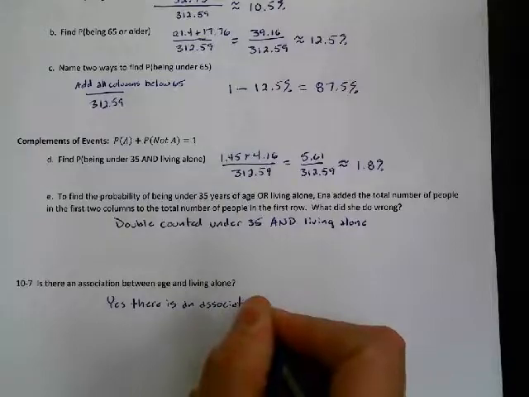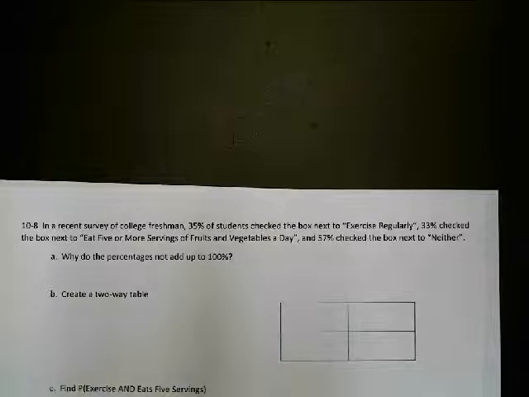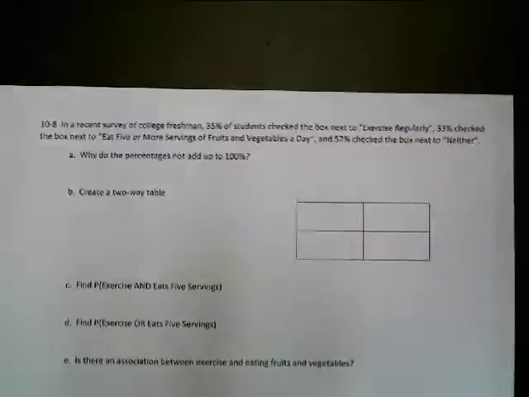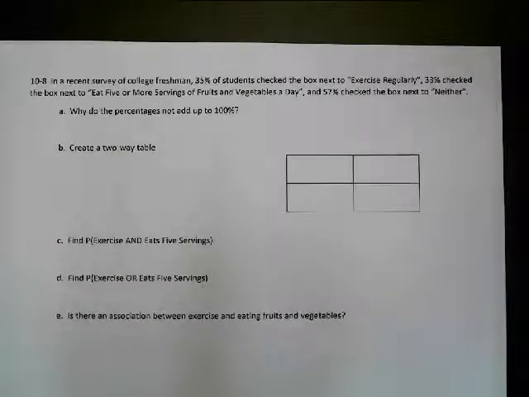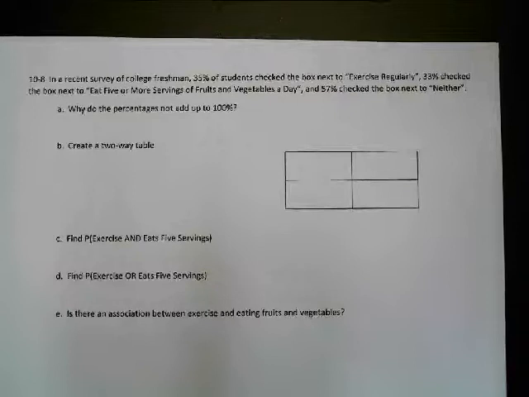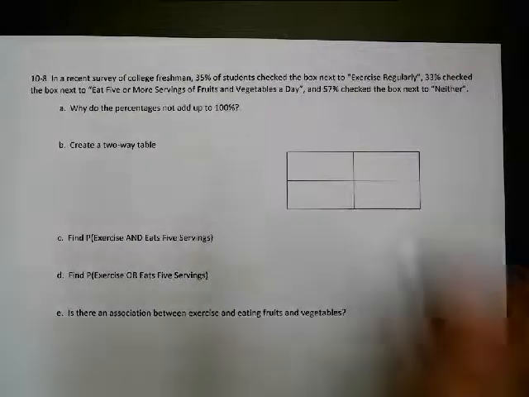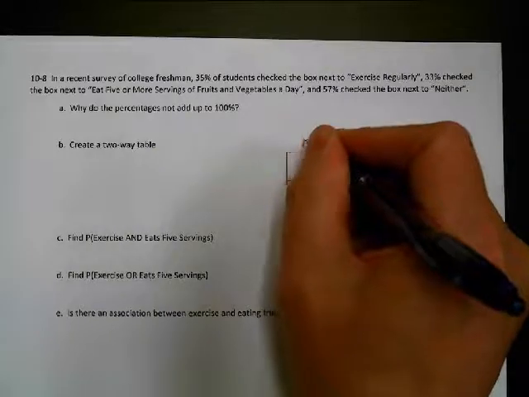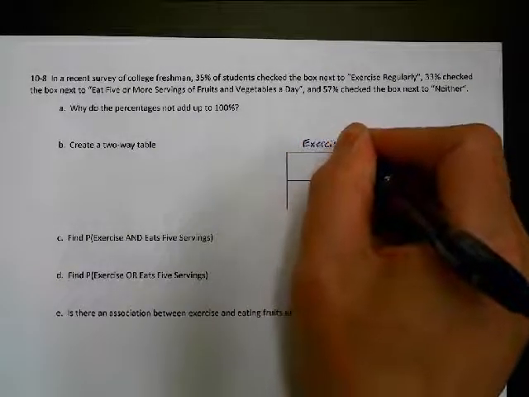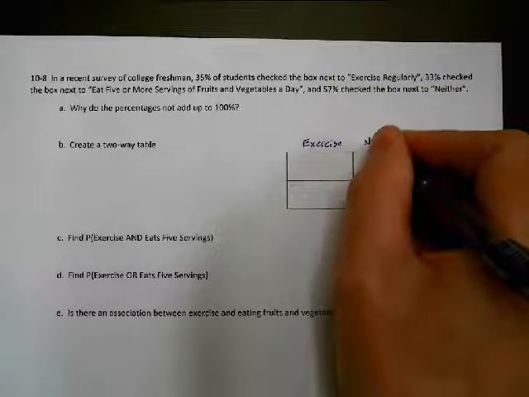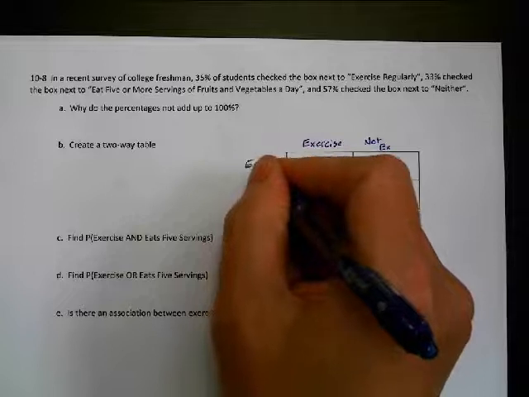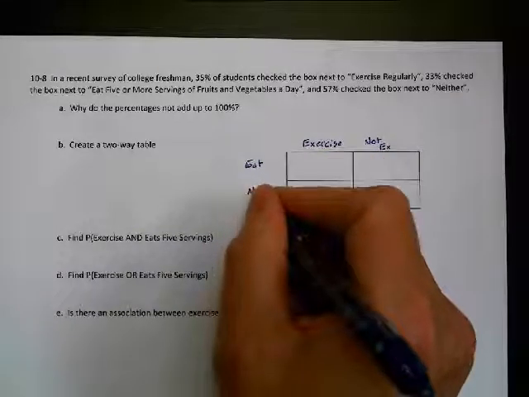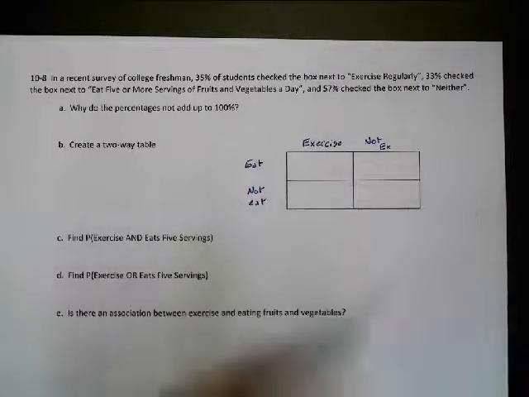All right, last page. In a recent survey of college freshmen, 35% of the students checked the box next to exercise regularly, 33% next to the box eat 5 or more servings of fruit a day, and 55% did neither. Okay, so this is exercise and not exercise. And this is eat the vegetables and fruits, and this is not eat. Now this is all in percentages, so we have to come out to 100% at the end.